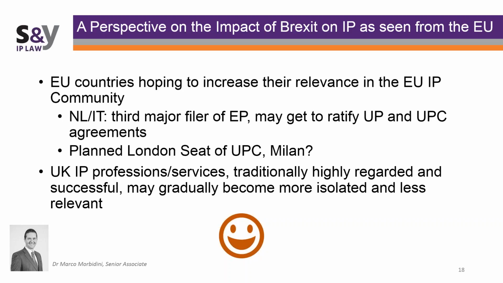These two countries are currently in line to be named the third largest filer of European patent applications at the EPO post-Brexit. Now, this could turn out to be an important status because, accordingly, the Netherlands or Italy could find themselves to be essential to the ratification of the unitary patent and unified patent court agreements, which, as we've seen before with Andrew, are European Union agreements, which will bring in due course the unitary patent and unified patent court into existence. These, of course, could have very good returns for the elected country and for all those involved with IP there.